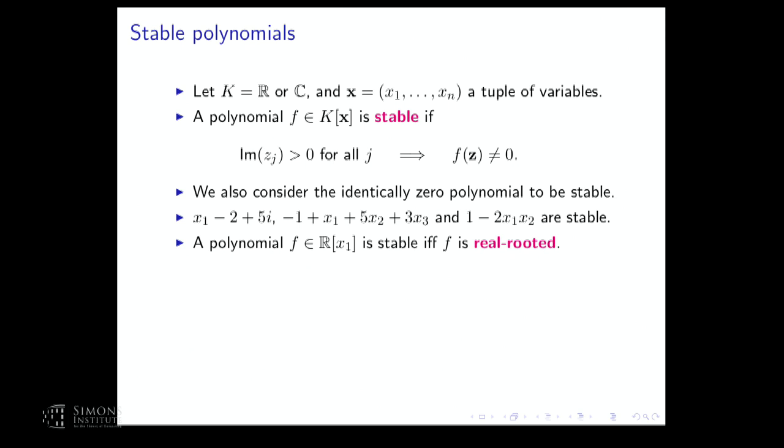And maybe for many applications, an important property is that if we're in one variable, then stability is actually equivalent to being real rooted. So all the roots, all the zeros are real, if we start with a real polynomial.